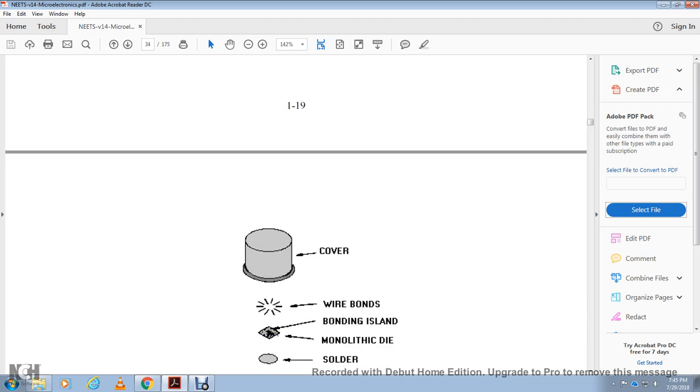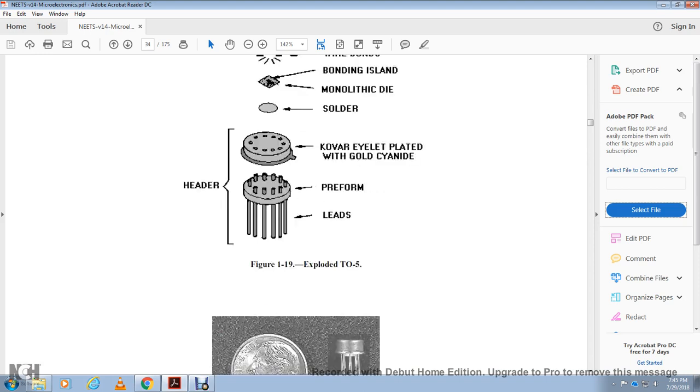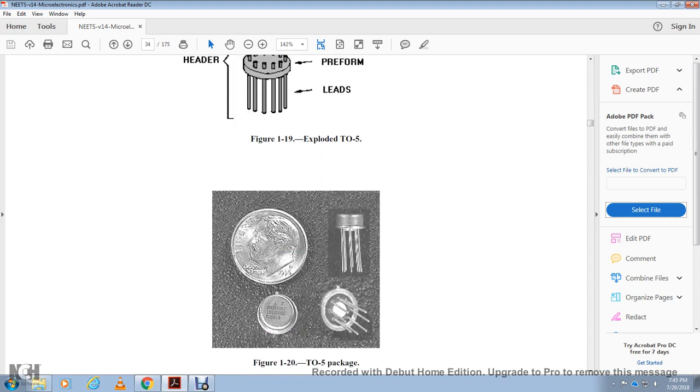The cover, the wire bonds, the bonding island, the monolithic die, and the solder. Also the header and the Kovar outlet plated with gold cyanide, with the leads, shown next to a dime, in the transistor outline 5 package.